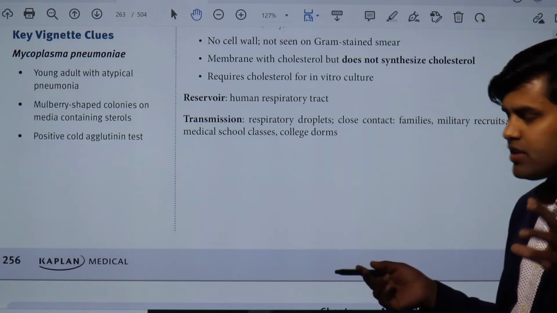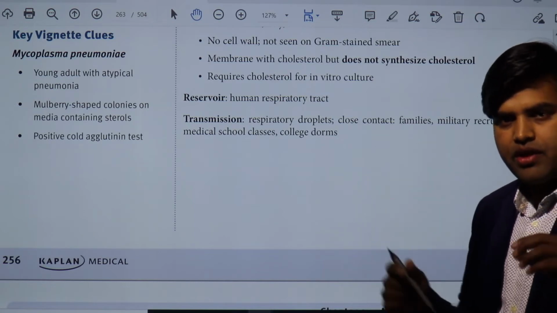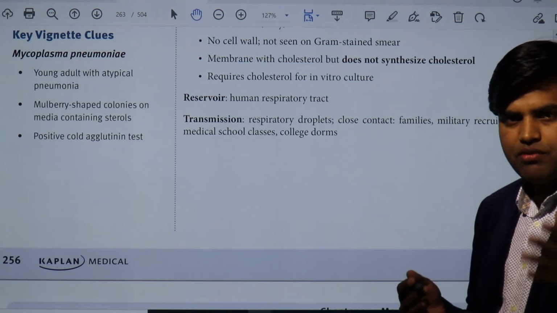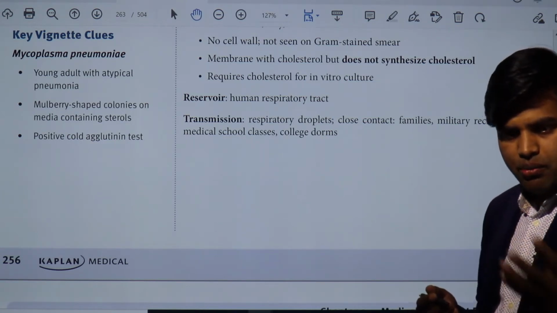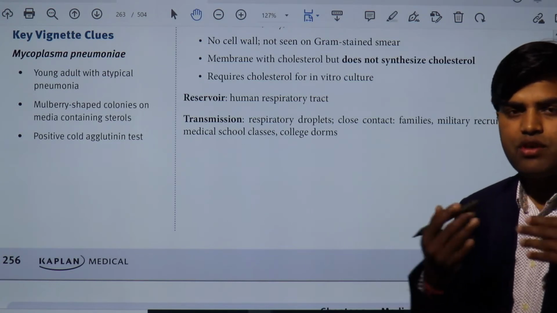Cold agglutination is a very simple test. You just draw the blood, put it in a vial or vacutainer, and then put it in the freezer. After 5 to 10 minutes in the freezer, when you bring out that vial, you can see that the RBCs are agglutinated on the surface of the medium.